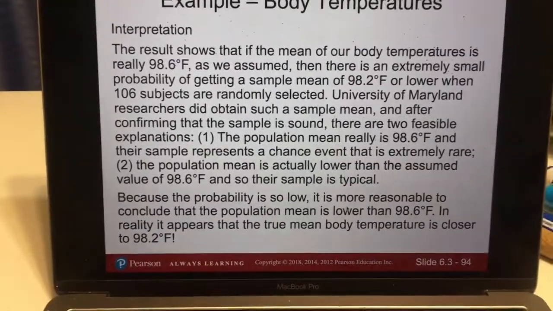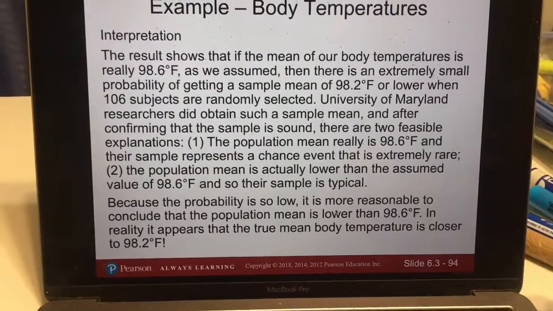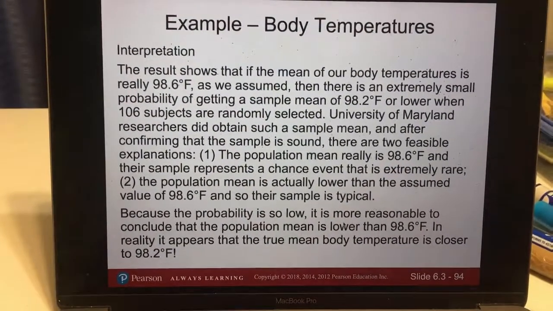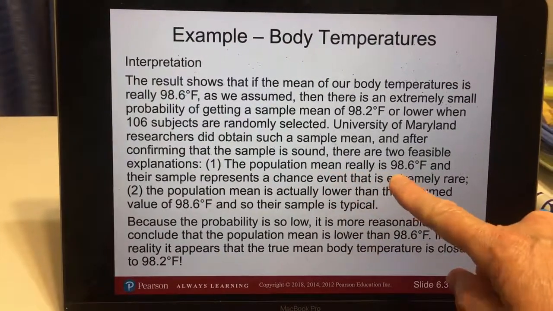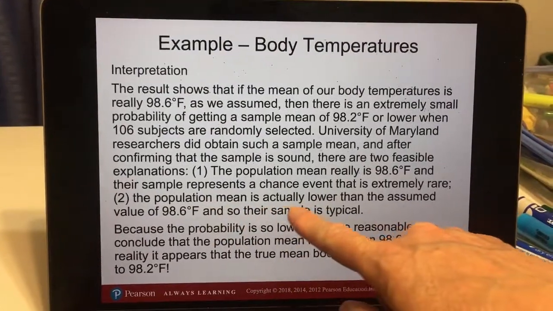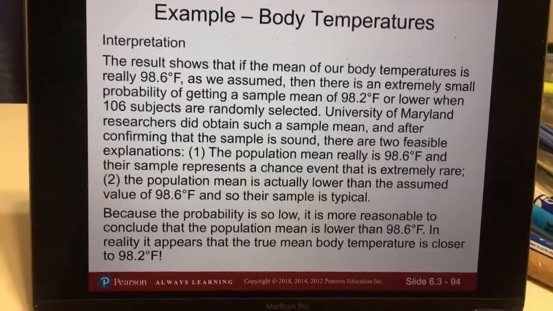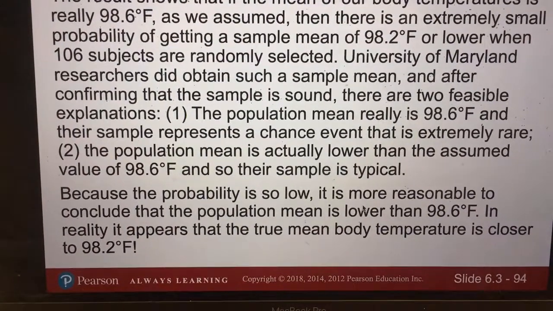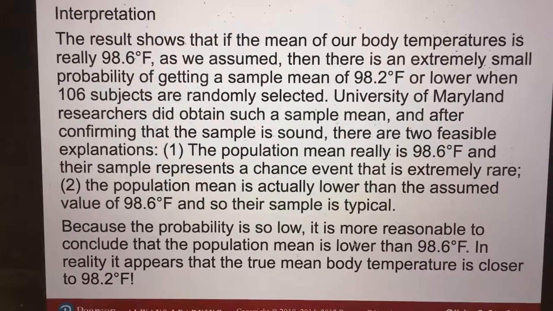Okay, so now let's look at this. The results show that if the mean of our body temperatures is really 98.6, as we assumed, then there's an extremely small probability of getting a sample mean of 98.2 or lower when 106 subjects are randomly selected. University of Maryland researchers did obtain such a sample mean, and after confirming that the sample is sound, there are two feasible explanations. The population mean really is 98.6, and their sample represents a chance event that is extremely rare, or the population mean is actually lower than the assumed value of 98.6, and so their sample is typical. Because the probability is so low, it is more reasonable to conclude that the population mean is actually lower than 98.6. In fact, it appears that the true mean body temperature is closer to 98.2. I did not know that before I did this section. You learn something new every day.